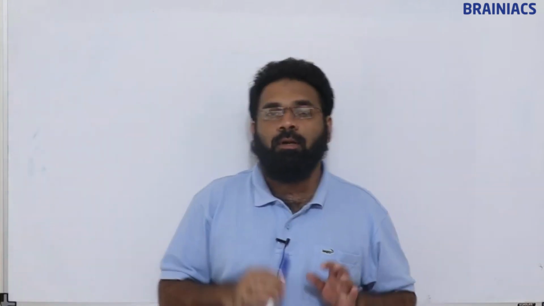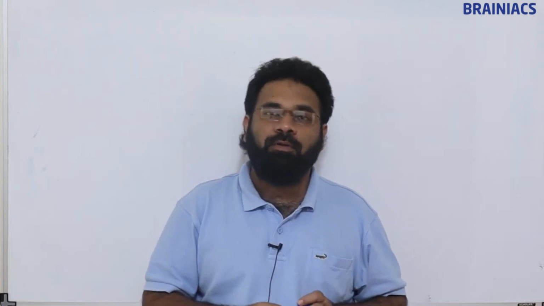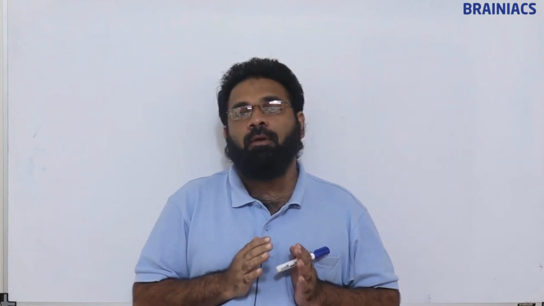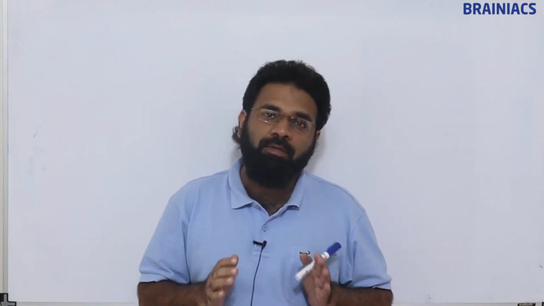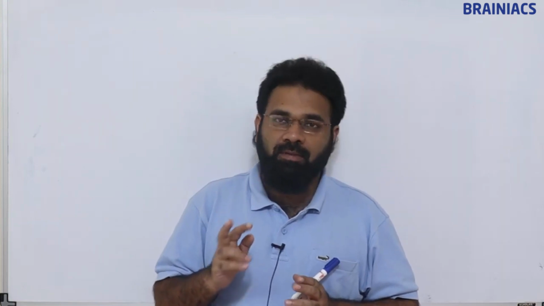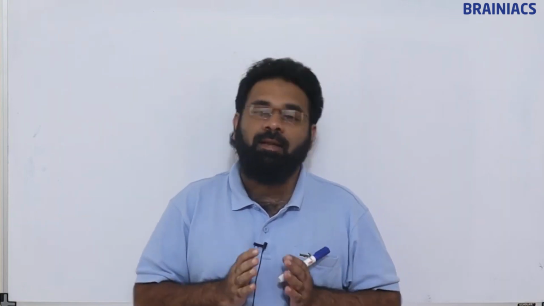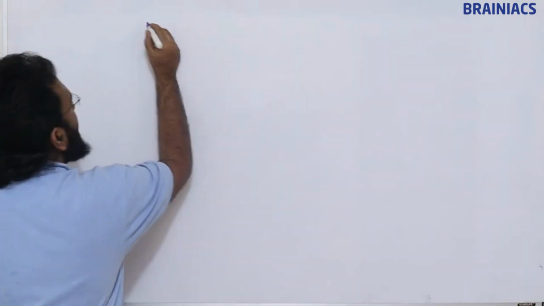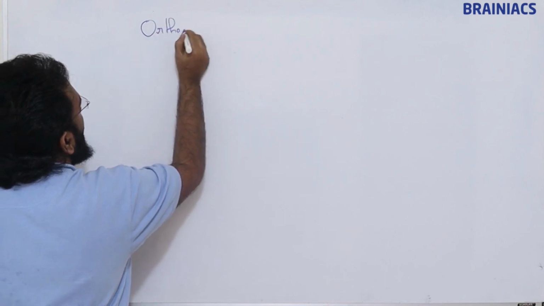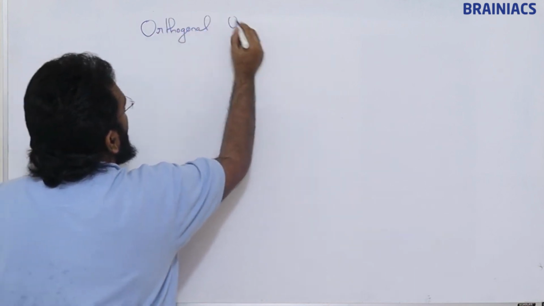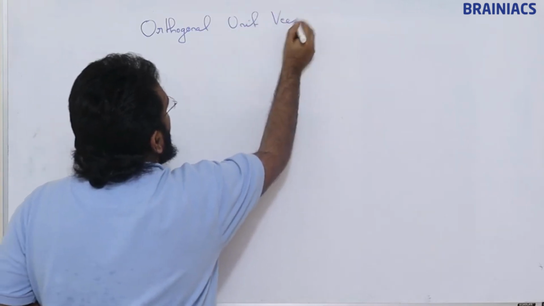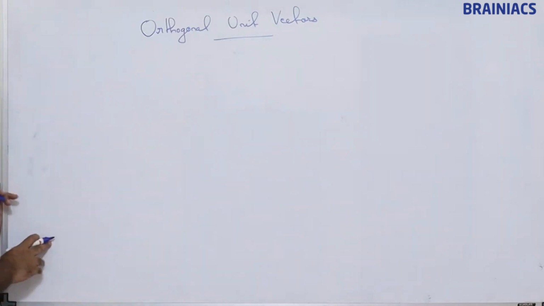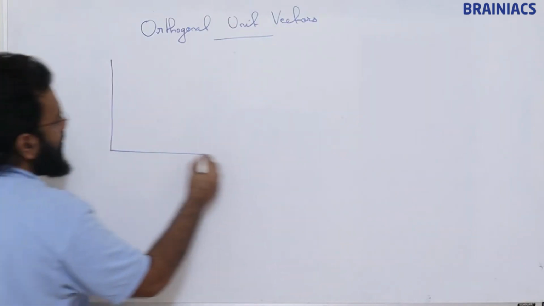Next is orthogonal unit vectors. Orthogonal unit vectors means vectors which are mutually perpendicular. If we say two vectors are orthogonal, then those two vectors will be at an angle of 90 degrees, the angle between those two vectors will be 90 degrees. So orthogonal unit vectors are nothing but such vectors.